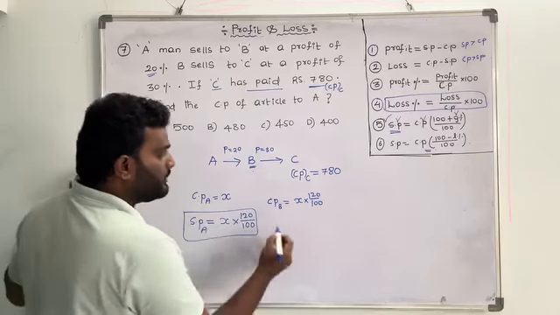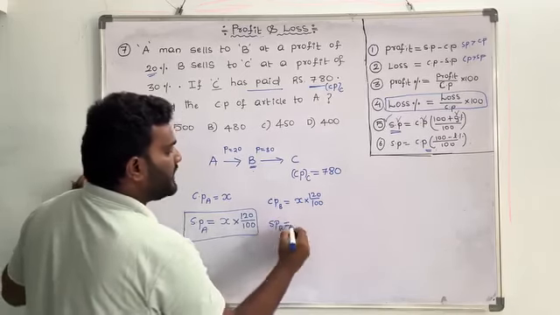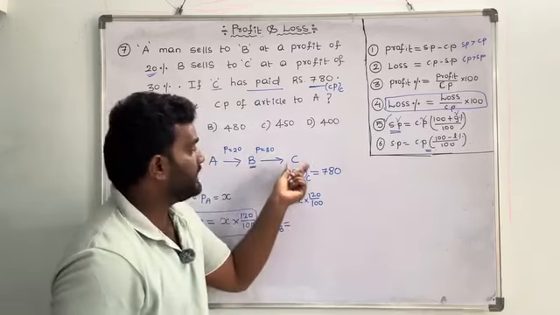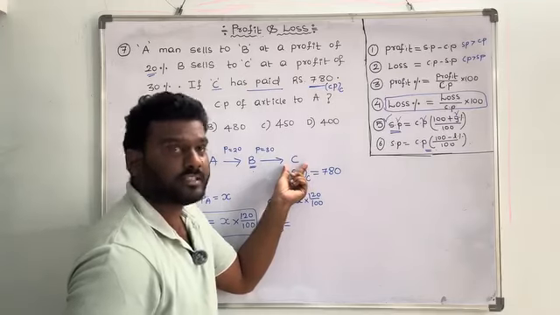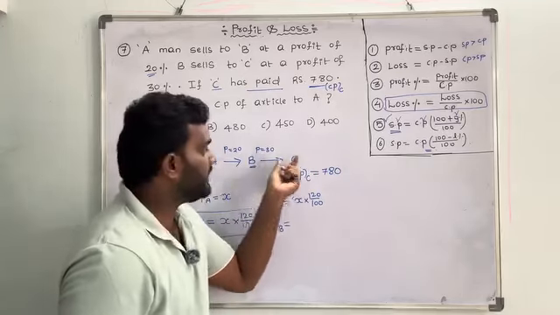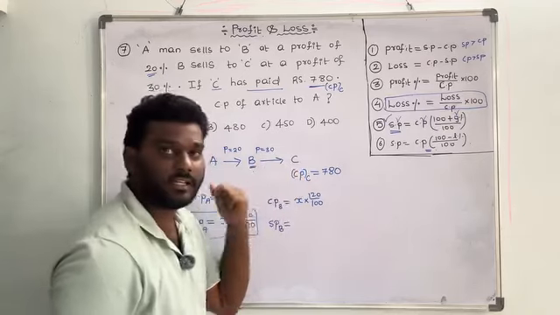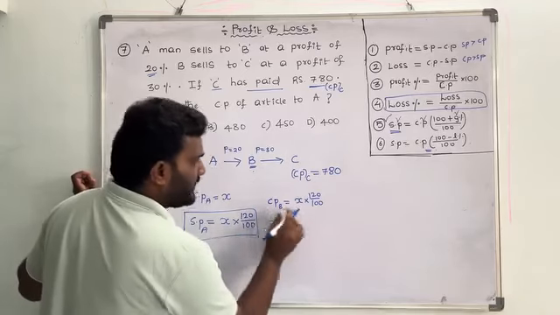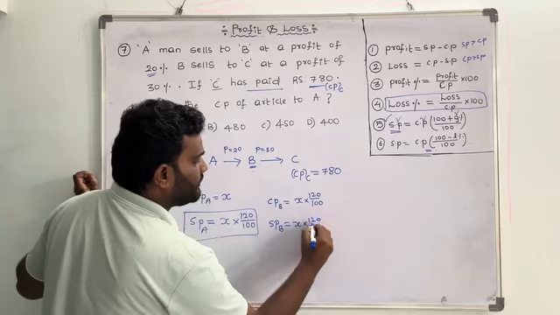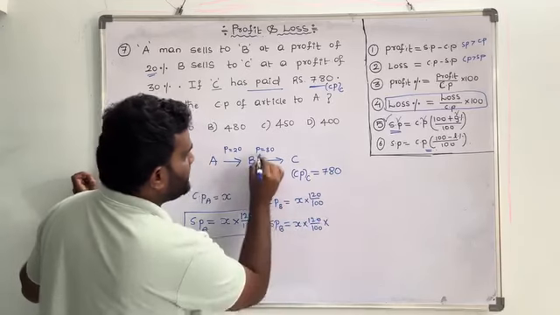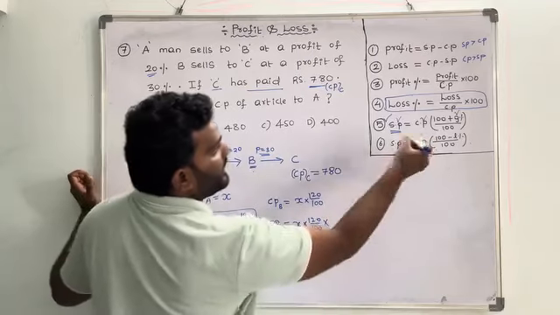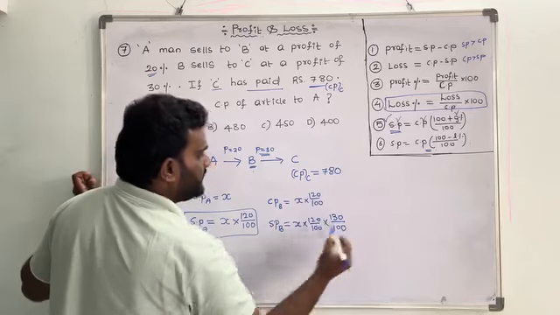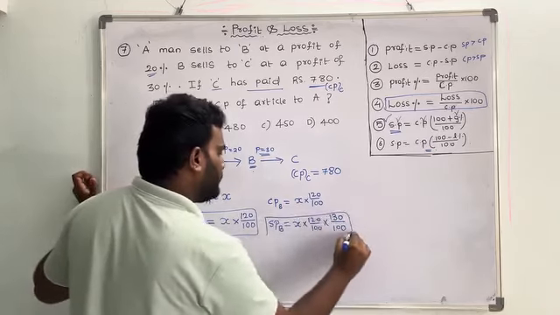Now find the selling price of B, because why? Sir, why do we have to find the selling price of B? B is selling to C. So for C, what is the cost price? Whatever B is selling to C will become the cost price of C, right? So selling price of B will be cost price, 120 by 100, into, since profit is given, what is the formula? 100 plus G, 100 plus 30, 130 by again 100. Okay, this is the selling price of B.